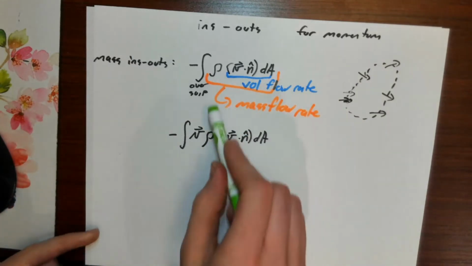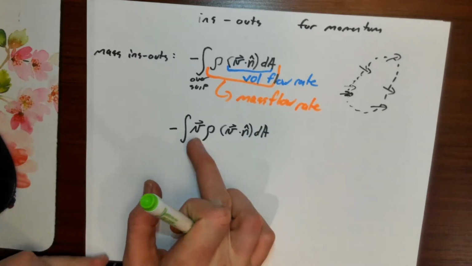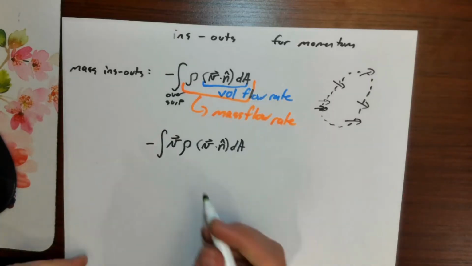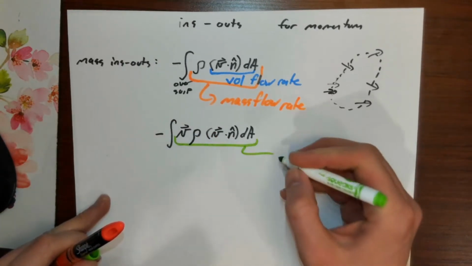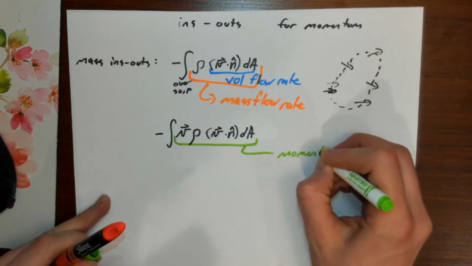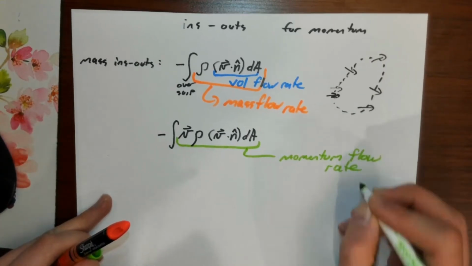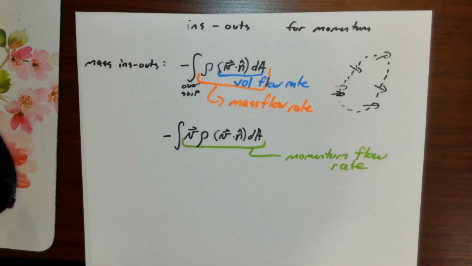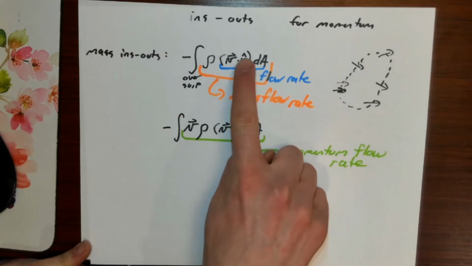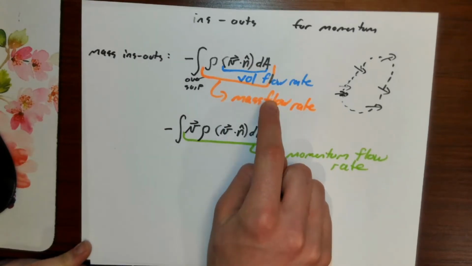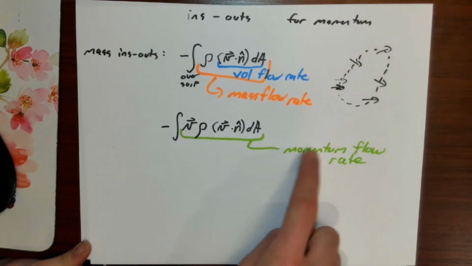If I take this mass flow rate, which is the same as what I have here, and I multiply it by velocity, then this whole thing is essentially a momentum. It's a momentum flow rate. So in conservation of mass, I went from volumetric flow rate to mass flow rate. If I take a mass flow rate and multiply it by velocity, that's basically a momentum flow rate.